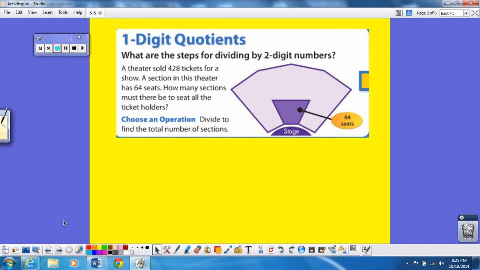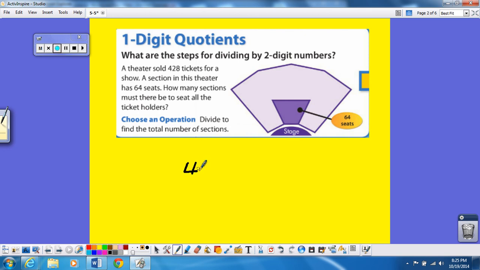A theater sold 428 tickets for a show. A section in this theater has 64 seats. How many sections must there be to seat all the ticket holders? So what we're going to do is take all of the tickets, 428, and divide those into 64 seat sections. And that's going to tell us how many sections there needs to be in this theater in order to hold everybody. So let's set our problem up.